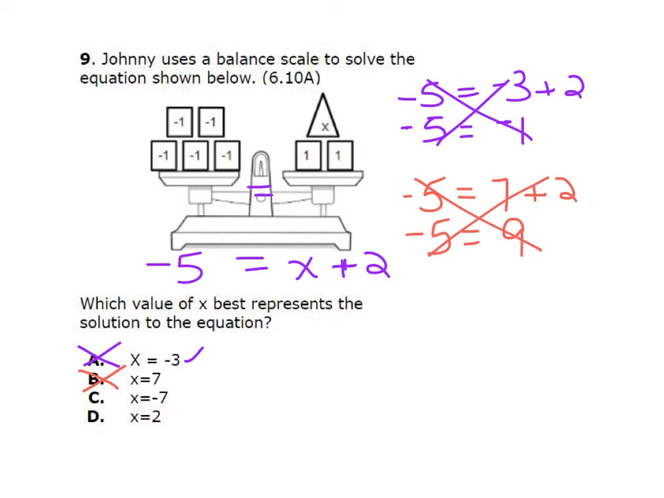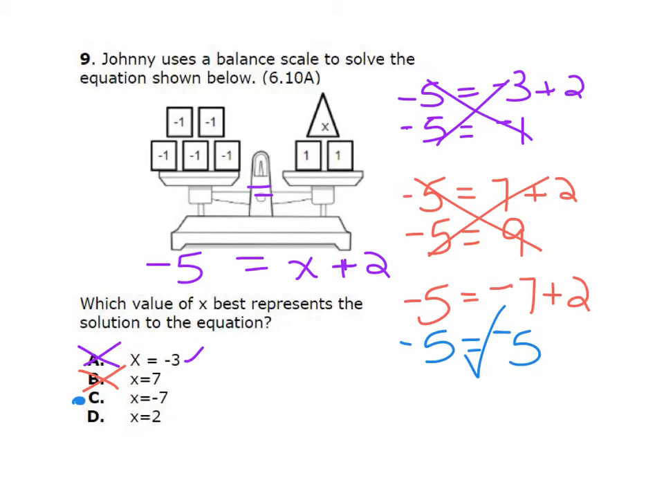Let's look at C. So you have negative 5 is equal to negative 7 plus 2. Remember, you have to look at the signs, and because they're different signs, you're going to subtract. So 7 minus 2 is 5, and because negative 7 is more than 2, we're keeping the negative sign. Is negative 5 the same as negative 5? It is, so that's a possible answer, but I'm still going to check the last one.